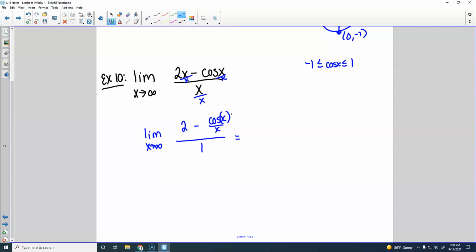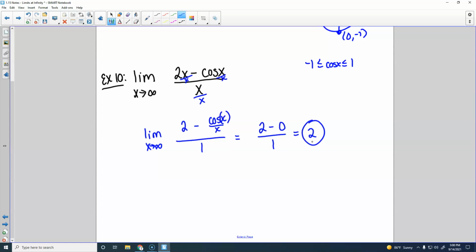So now that you've got cosine of x over x, that is 0. That's 0 because cosine, you can think of it like just having a 1 over x there. Because cosine is a really small number, something between negative 1 and 1. So 2 minus 0 over 1, and you get 2. So if you see sine or cosine, treat it just like it's a number over x.